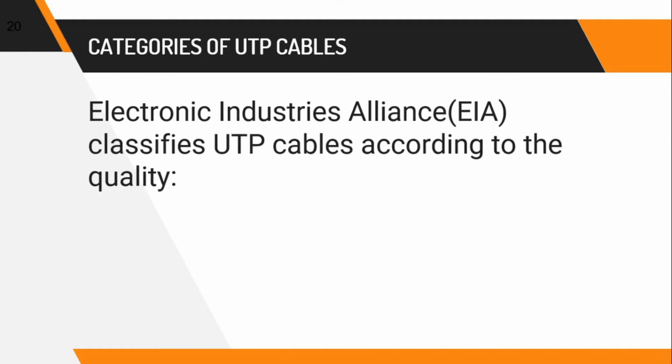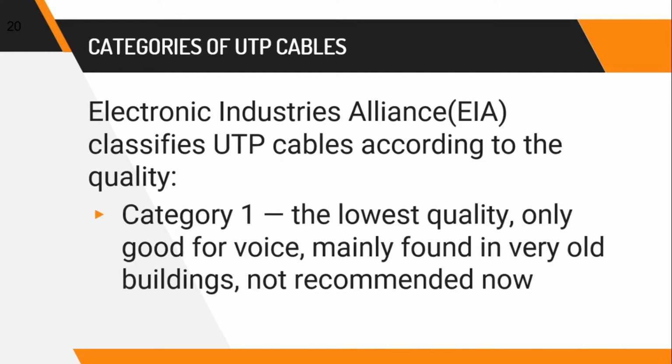Categories of UTP cables. Electronic Industries Alliance, or EIA, classifies UTP cables according to quality. We have the Category 1. This is the lowest quality, only good for voice, mainly found in very old buildings, and it is not recommended now. So Category 1 UTP is used in telephone lines with a data rate of less than 0.1 Mbps.